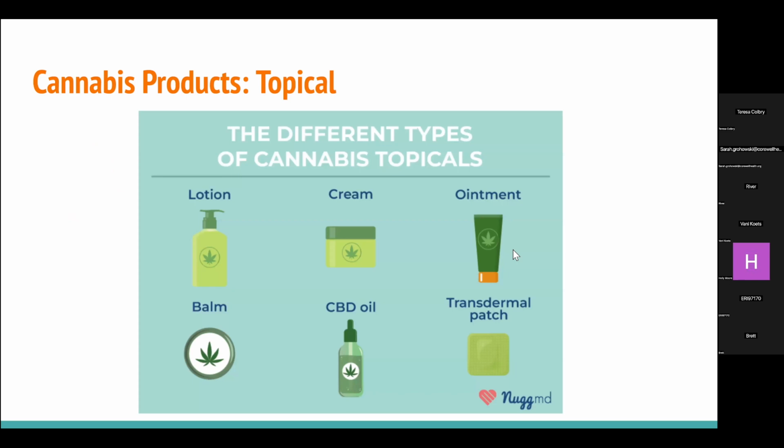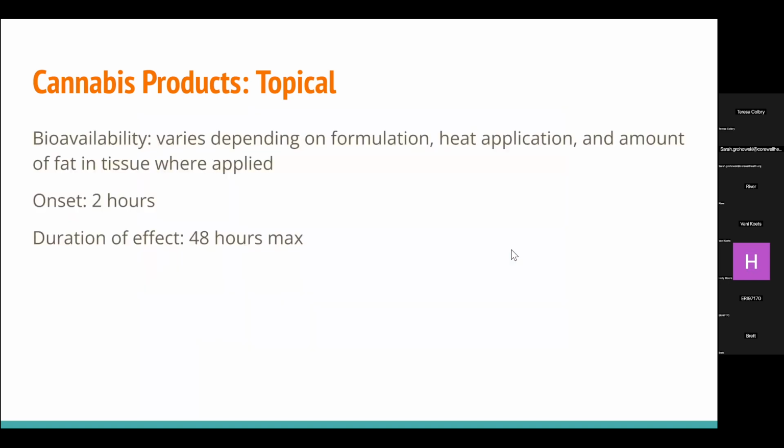Topicals. So as we know, there's a bunch of different products in regards to this: lotions, creams, ointments, balms, oils, and even a transdermal patch. I wasn't aware of that product before. And these all contain extracted cannabinoids. The bioavailability of topical products really varies depending on the formulation, heat application, and amount of fat and tissue where it's applied. I didn't even see a guesstimate on percentages of bioavailability when I was reading on this.